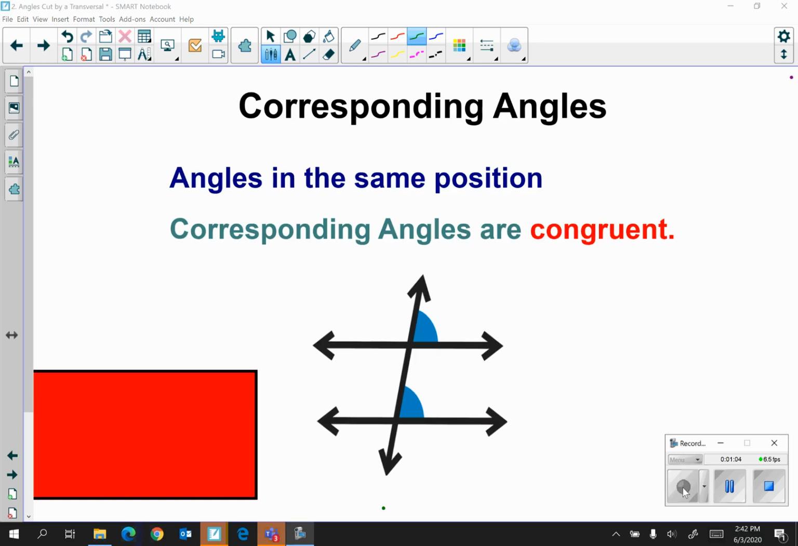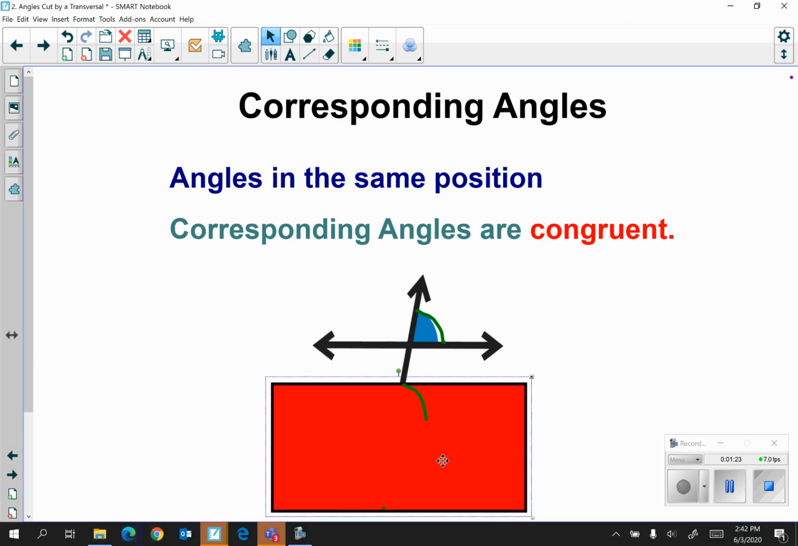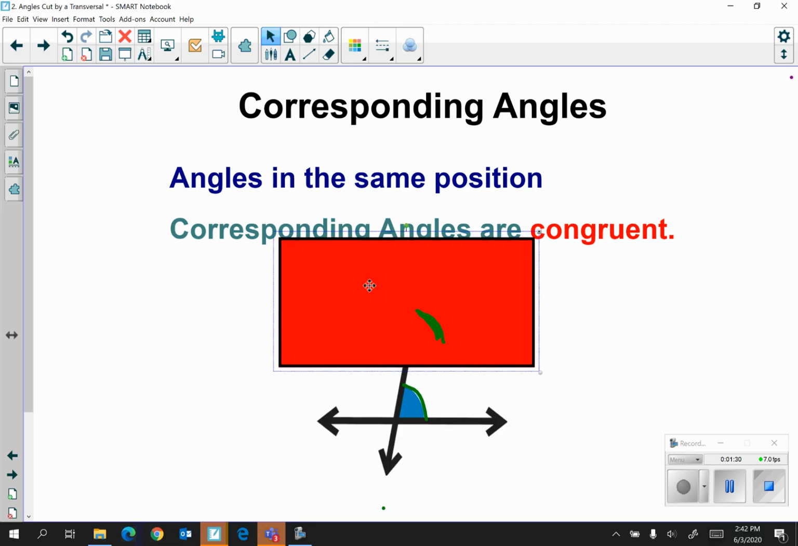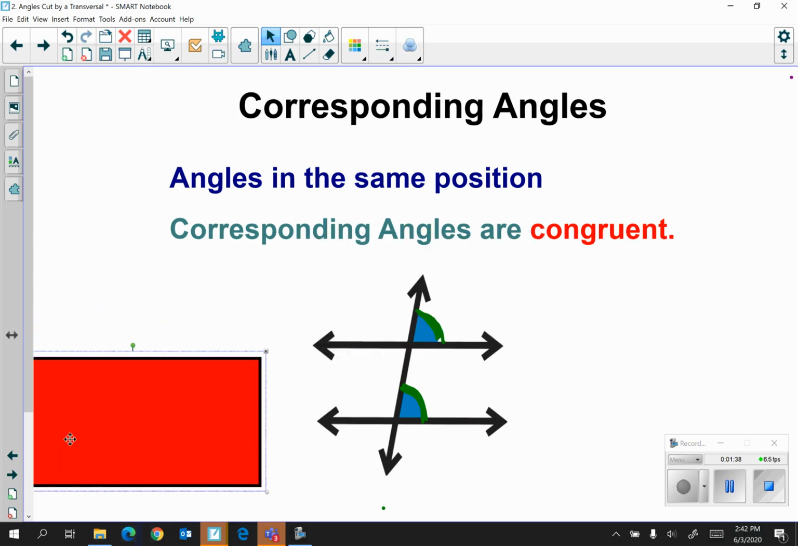Next, we have our corresponding angles. Corresponding angles are angles in the same position. These corresponding angles are congruent. So for example, look at the diagram. This angle is congruent to this angle. If I only look at the top of the diagram, the top right-hand corner would be equal to the top right-hand corner of the bottom diagram. So they are in the exact same position.